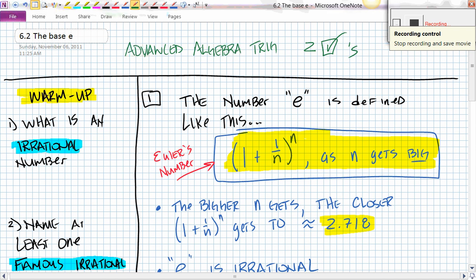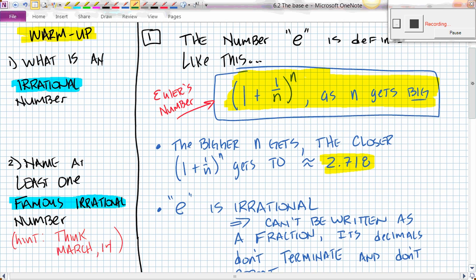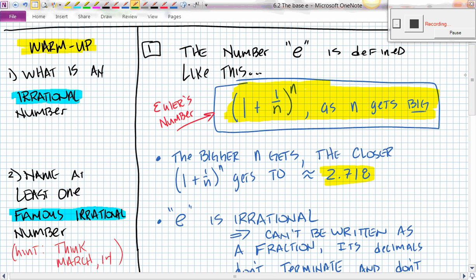Okay, this is 6.2 Advanced Algebra Trig, talking about the base e, this funny number e. So I have a warm-up question, two warm-up questions for you on the left-hand side. Number one is, what is an irrational number?